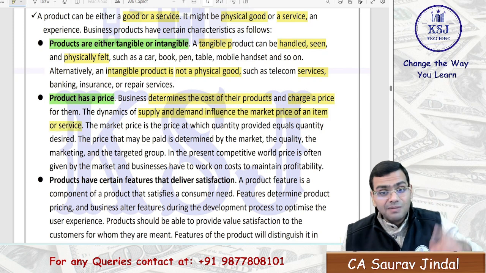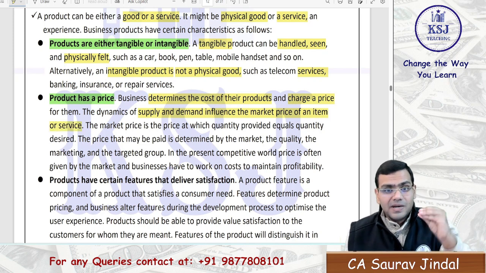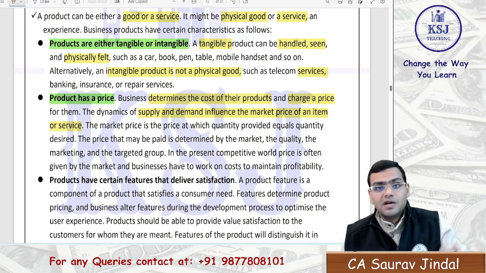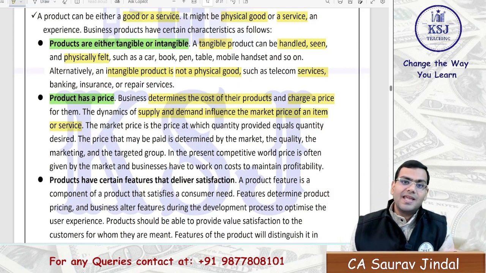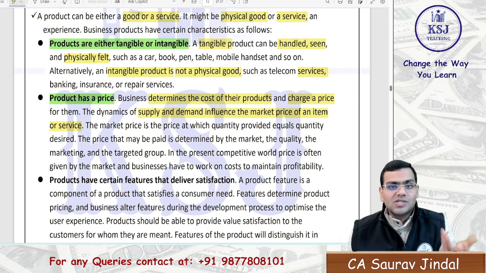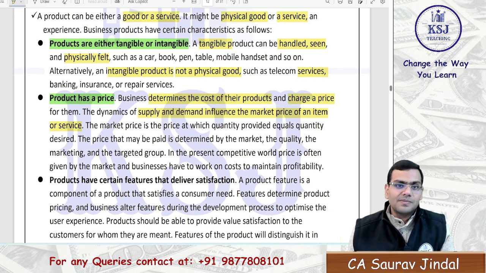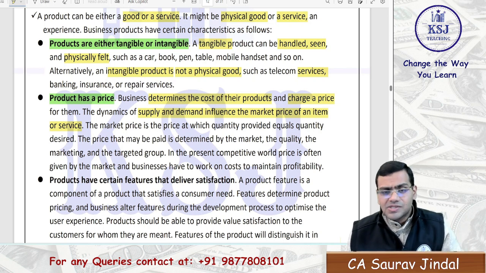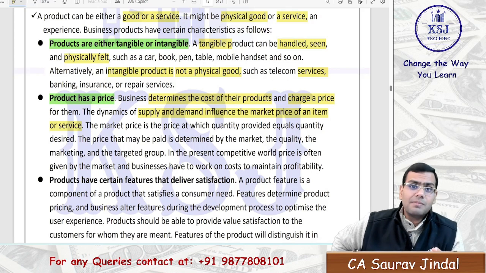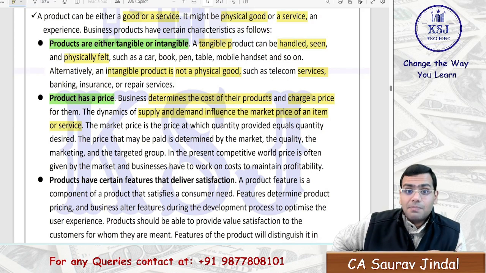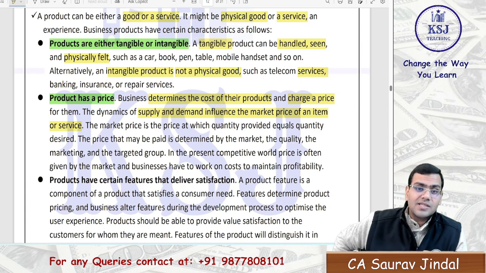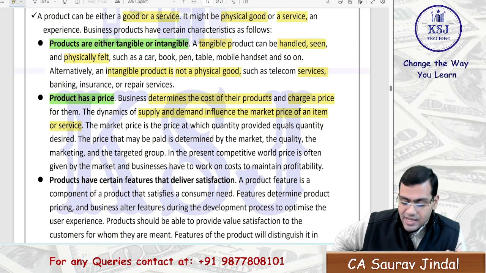Now, the market price, that is, the price the market is ready to pay for a product, is dependent upon supply and demand, right? If the supply is more than demand, then what will happen, sir? Demand is less, supply is more, or the reverse can be there. If the demand is more and supply is less, then the prices will be higher. If the supply is more and demand is less, the prices will be on the lower side. So the market price is determined by supply and demand.